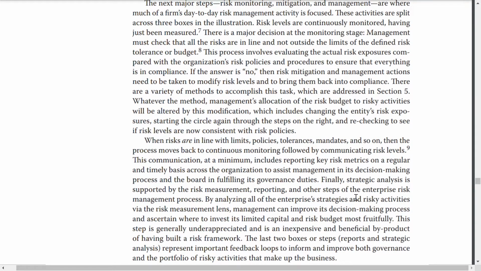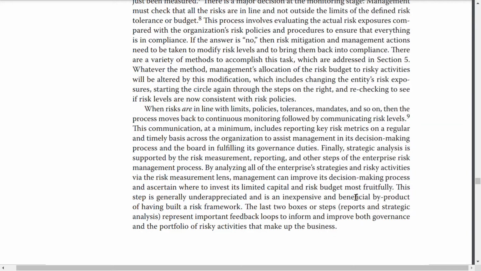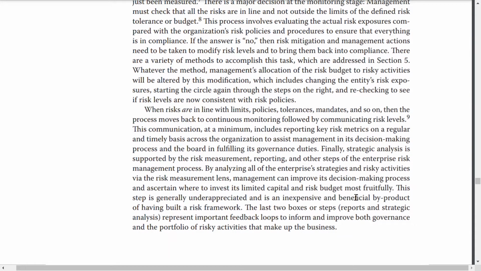Finally, strategic analysis is supported by the risk measurement, reporting, and other steps of the enterprise risk management process by analyzing all the enterprise's strategies and risk activities through the risk measurement lens. Management can improve its decision-making process and ascertain where to invest its limited capital and risk budget most fruitfully. This step is generally underappreciated and is an inexpensive and beneficial byproduct of having built a risk framework. The last 2 boxes or steps represent important feedback loops to inform and improve both governance and the portfolio of risky activities that make up the business.